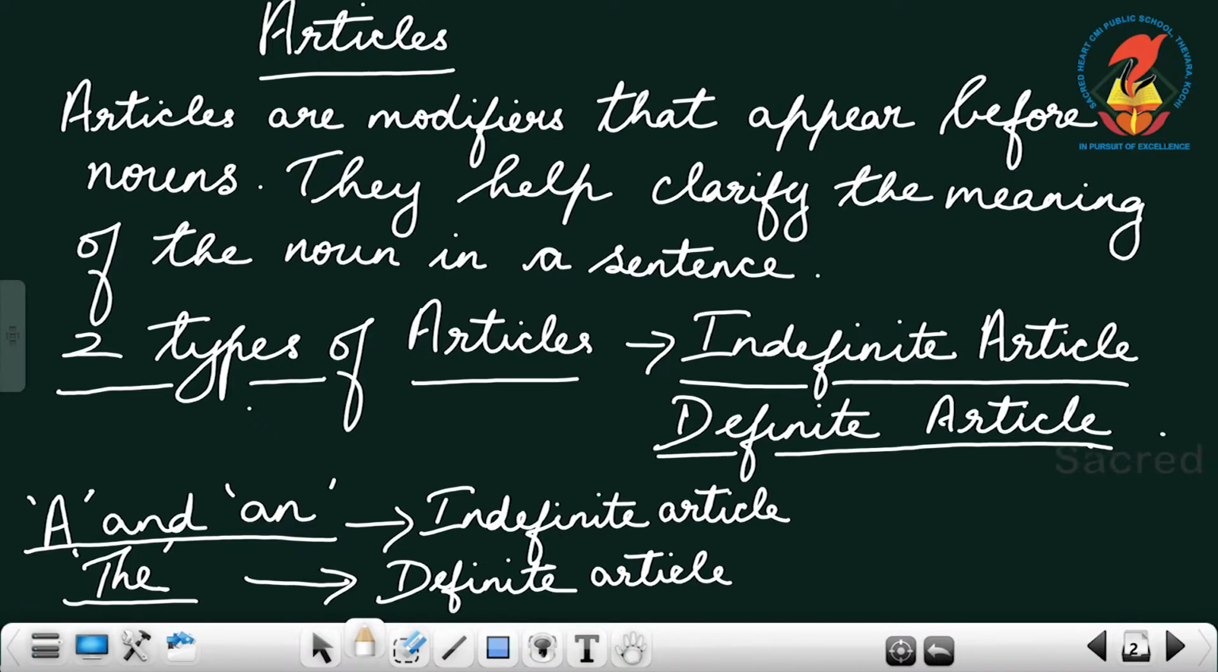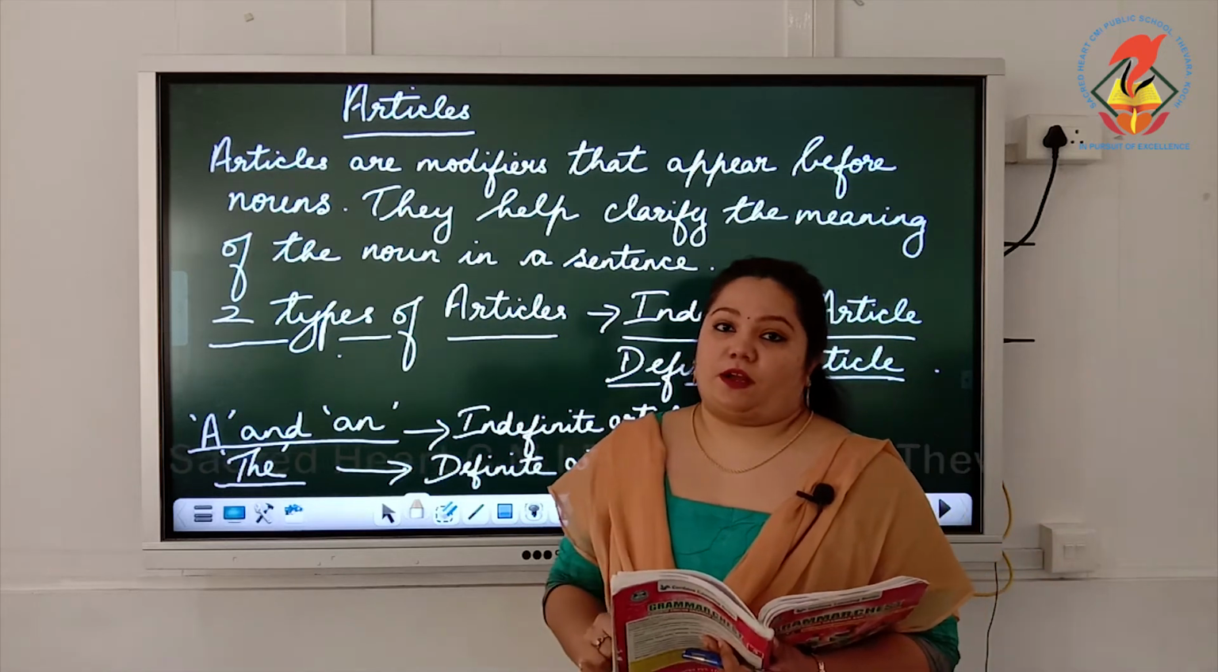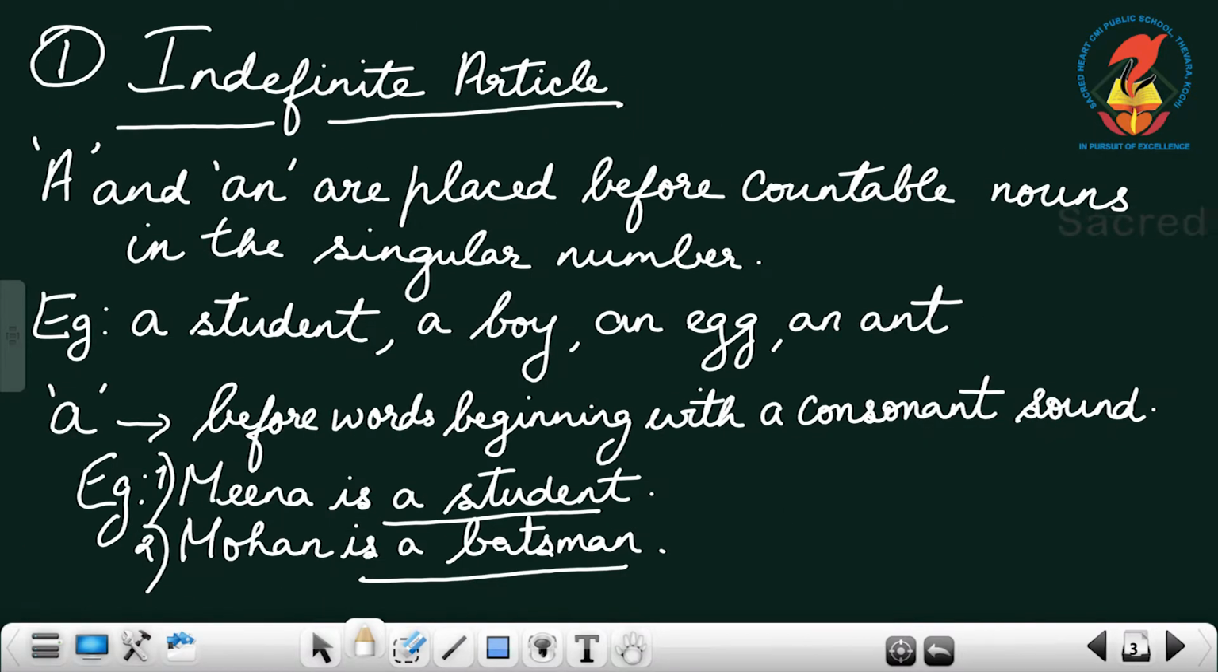So articles are basically modifiers that appear before the nouns and they help to clarify the meaning of the noun in a sentence. Okay, and we already know that there are two types of articles, and they are the indefinite article and the definite article, right? A and an are used as our indefinite article and the is taken as a definite article. Alright, so let us now see what exactly is this indefinite article.